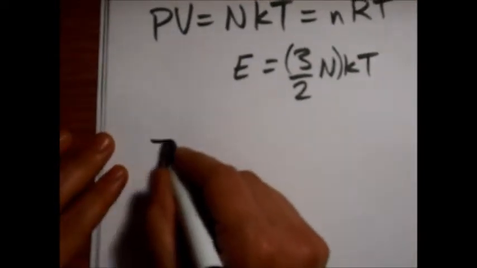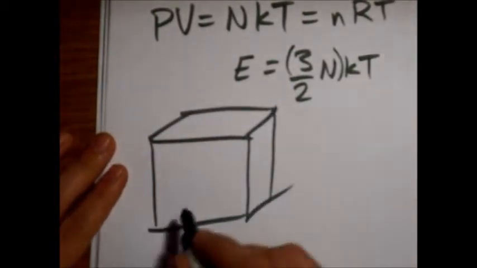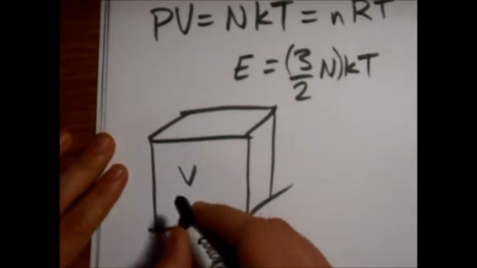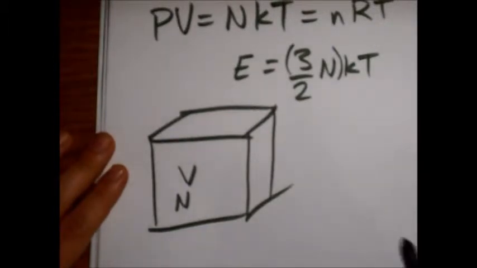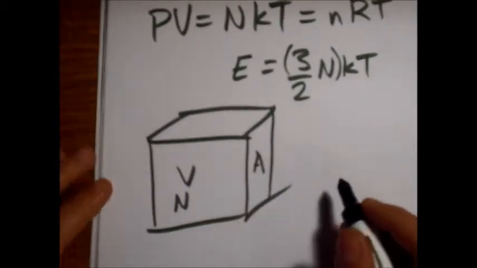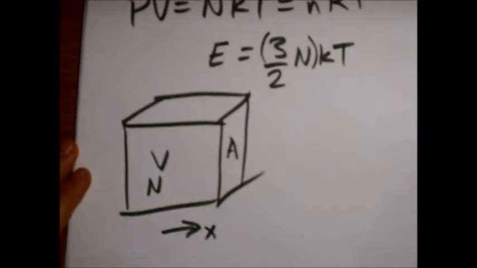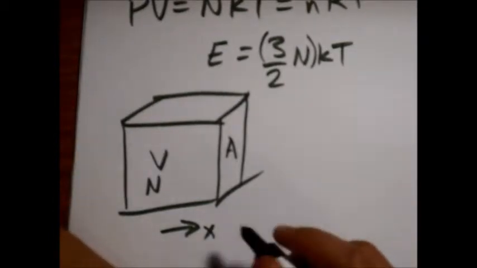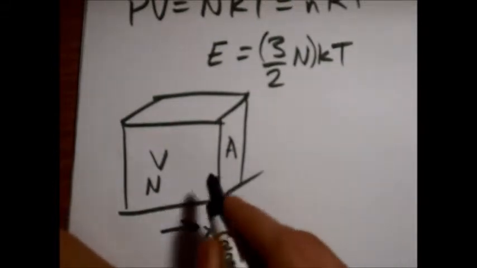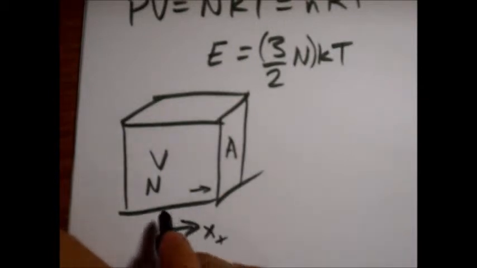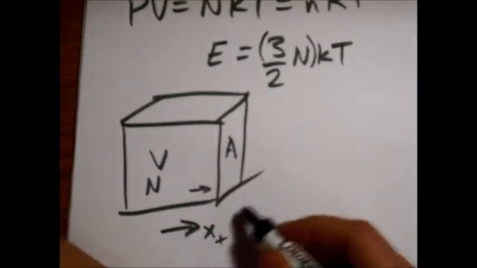So we'll go ahead and just draw a box. And so this will be our volume V with N particles inside of it. And I'm going to call this side A, and we'll be talking about this direction X, specifically the positive direction of X, because we're going to be talking about the particles coming along in the positive X direction and then striking this side A of this box with area A.